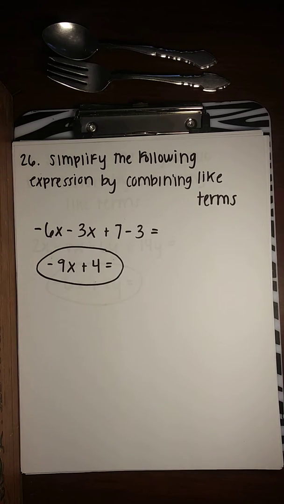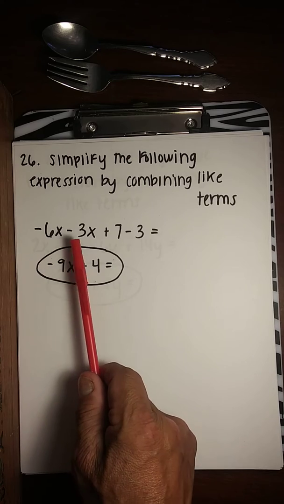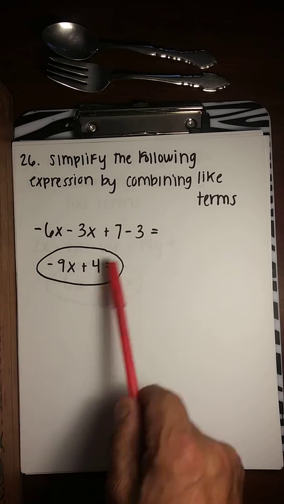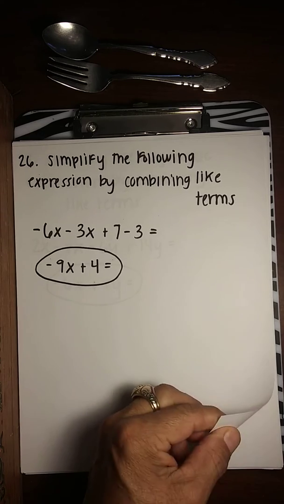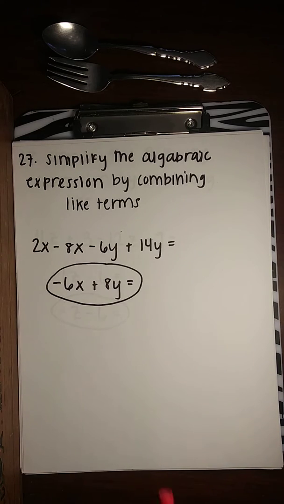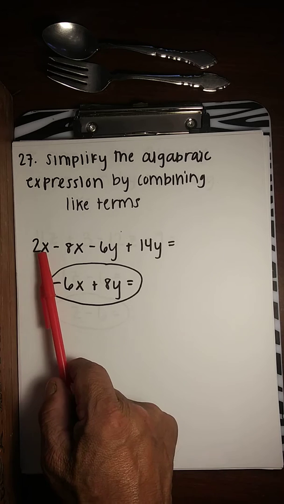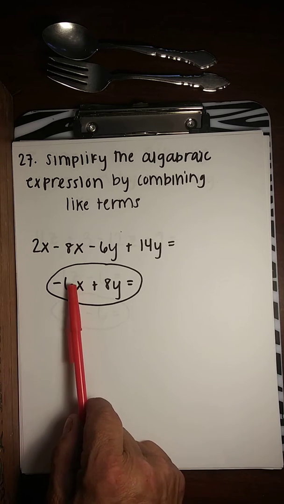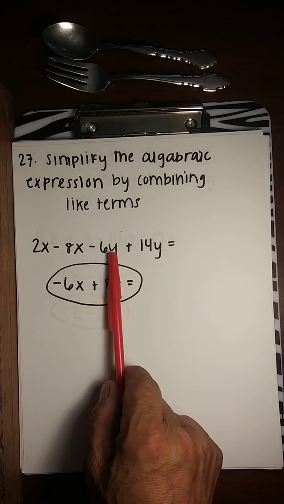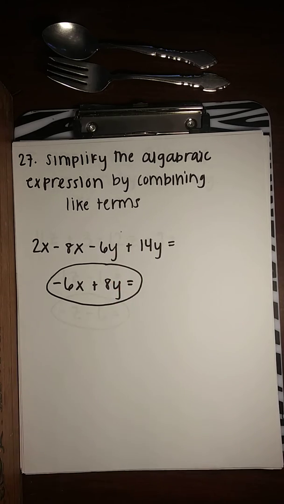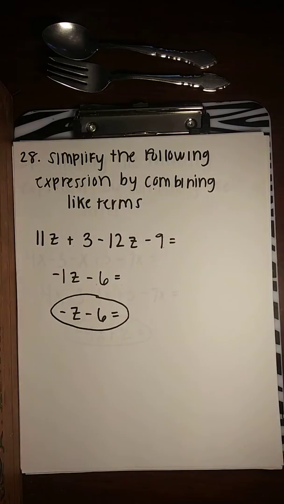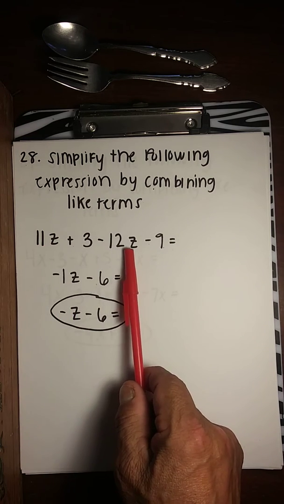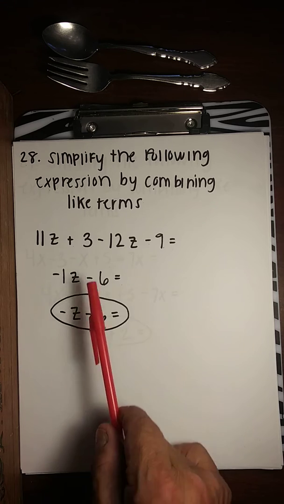Simplify the following expression, combine like terms. Sure. -6x, -3x, -9x. 7 minus 3 is 4, yes. So -9x plus 4. Again, put like terms together. 2x minus 6x is -6x. 14y minus 6y is 8y, yes.